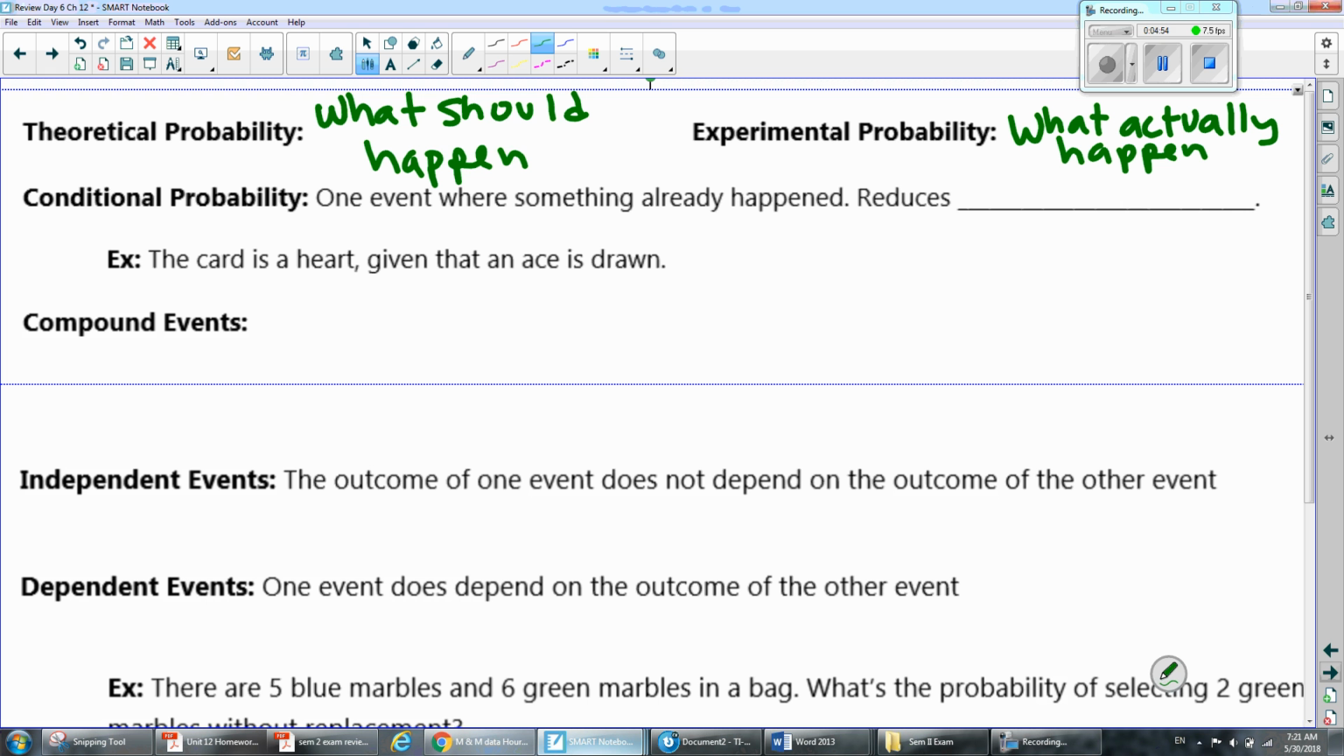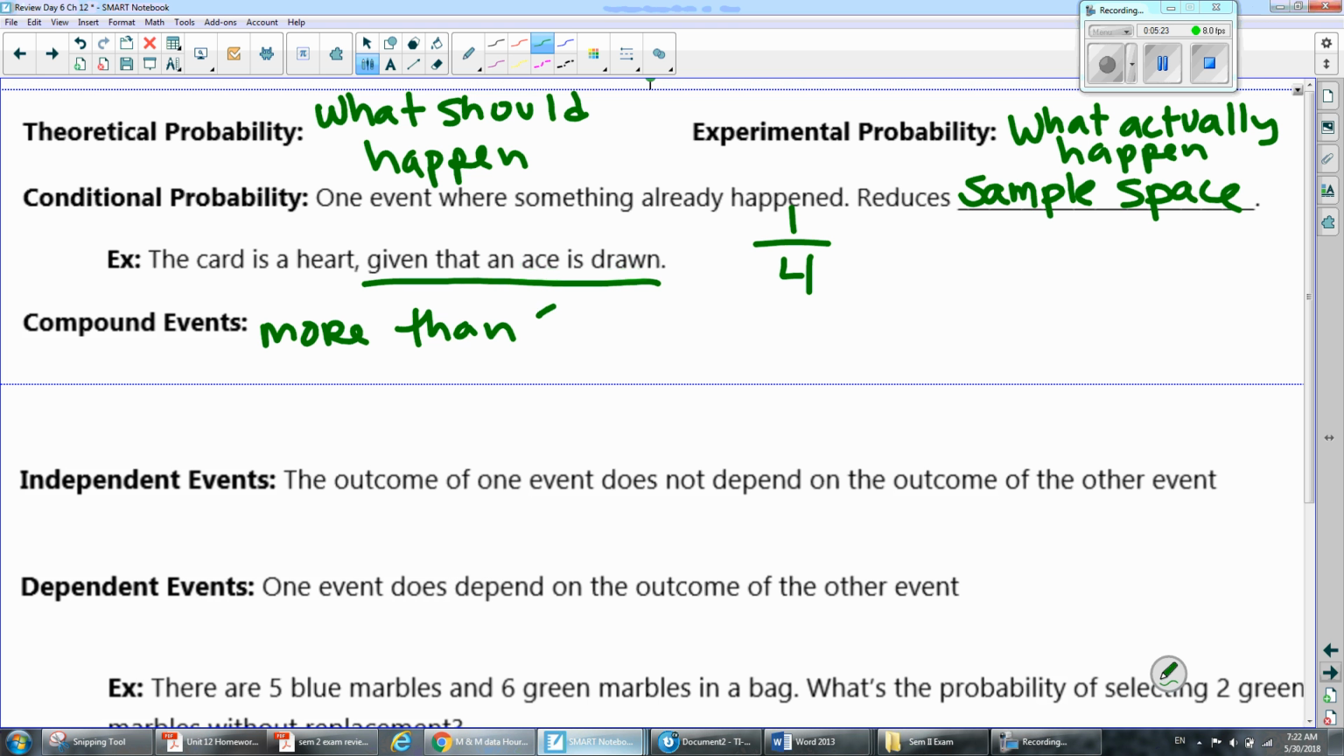Conditional probability is when one event has already happened. This reduces the sample space. These are problems with givens. So the card is a heart given that an ace is drawn. That given tells me the denominator. There are only 4 aces in a deck of cards. Out of those 4 aces, there's only 1 ace of hearts. Compound events just mean more than one event happens.